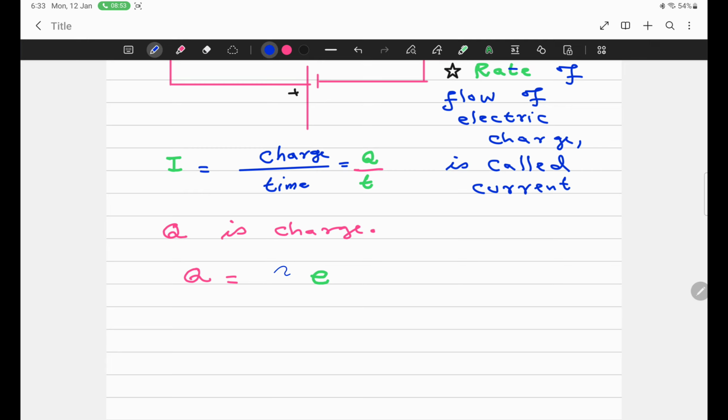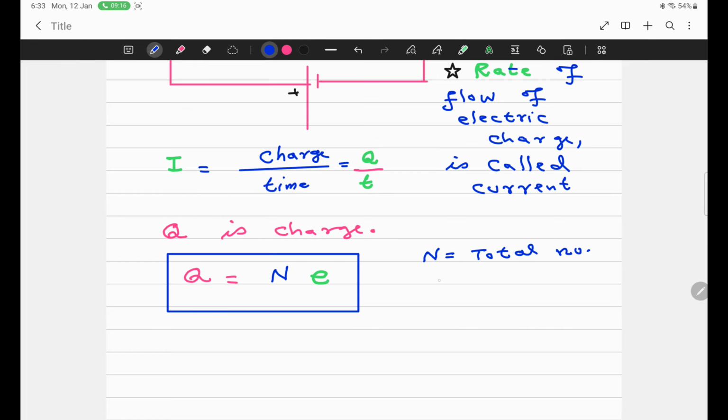If there are two electrons, then total charge will be 2e. If there are three electrons, then electric charge will be 3e. And if there are n electrons, this capital N in current electricity represents the total number of free electrons.